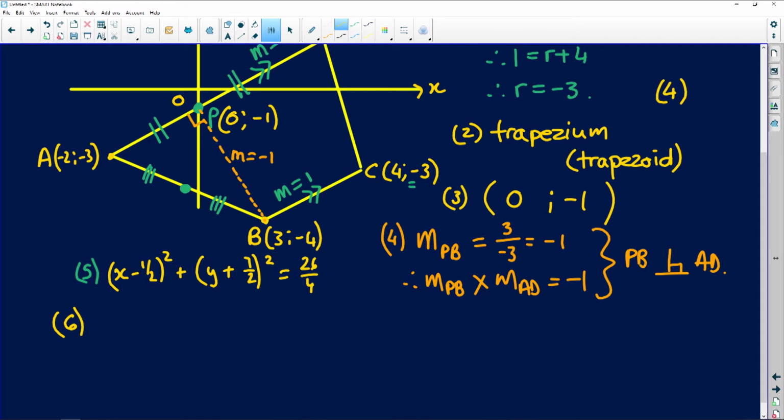This I have seen in all, I've done about 12 or 13. I've looked at 12 to 13 questions. 3 of them had this question repeated. So I want you to sit close to your screen, take notes. This is a very important concept.